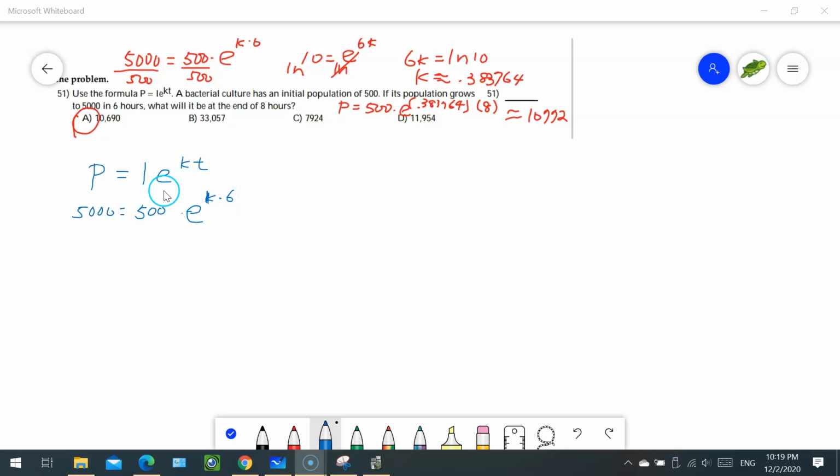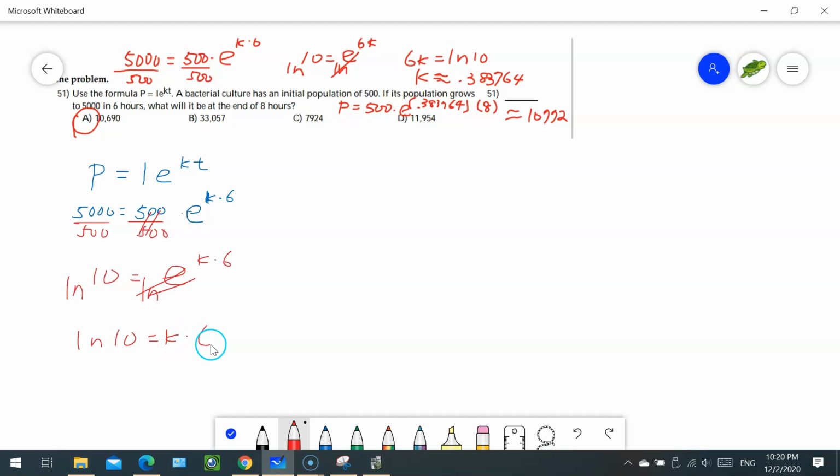So from here we can solve for k first. I'm going to divide by 500 first on both sides. Then 500 over 500 will reduce. Now your left hand side you will have the 10 is equal e to the power k times 6. With a natural e, the way we can solve for it, we just raise up the ln on both sides. Ln e will reduce to 1. And then you will have the ln 10 is equal k multiplied by 6. So that means k is equal ln 10 over 6.